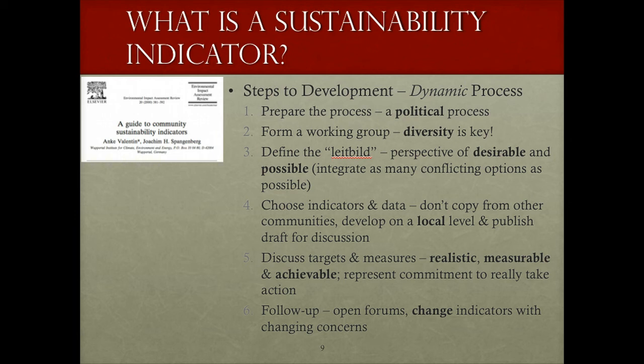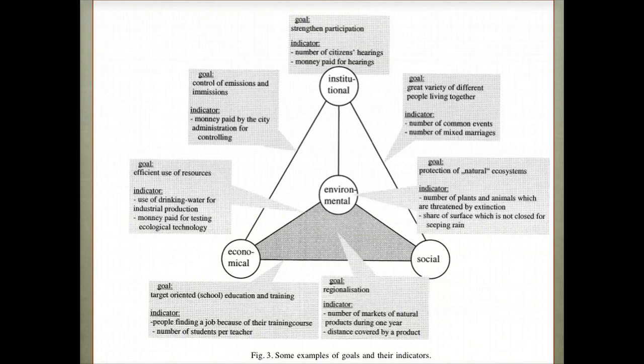Number 4, choose indicators and data. Don't copy from other communities, but develop on a local level and publish the draft for discussion. Number 5, discuss targets and measures. These must be realistic, measurable, and achievable, and they must represent commitment by all decision makers to really take action. And 6, follow up. Host open forums to reflect on the process and how the community feels about the changes. Be sure to change indicators with changing concerns over time. Again, this should be a dynamic process that adapts with time and changes to reflect the community.